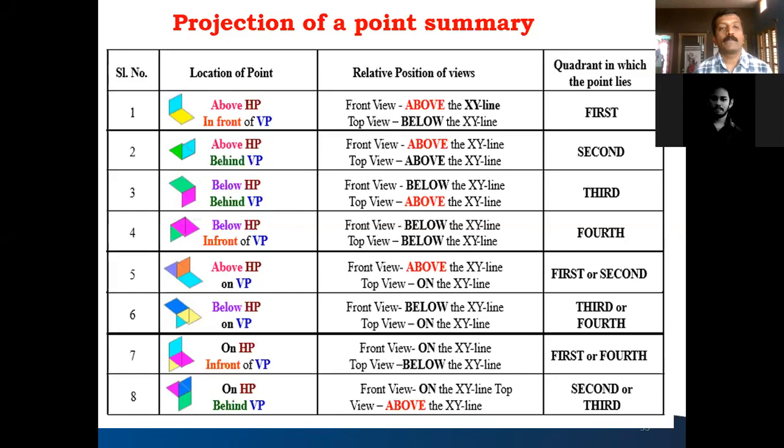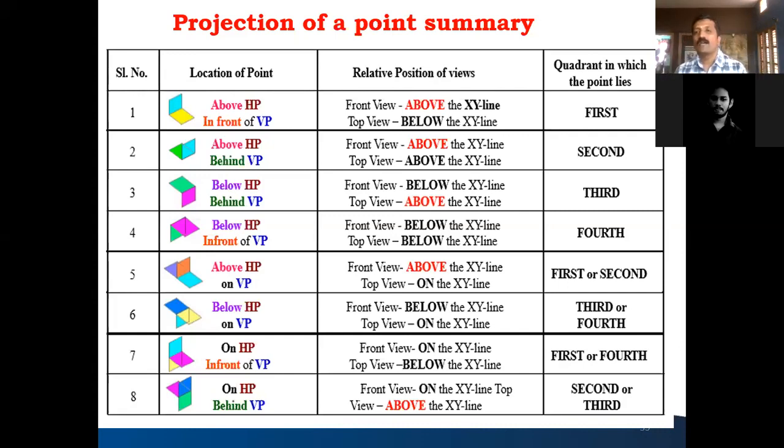Similarly, the third one, below HP, behind VP, it's third quadrant information. Okay. And what about the front view and top view? For the third quadrant, you will get front view below XY line and top view above XY line. Similarly, the fourth serial number, below HP, in front of VP. So it's a fourth quadrant. For the fourth quadrant, you should remember both front view and top view will come below XY line.